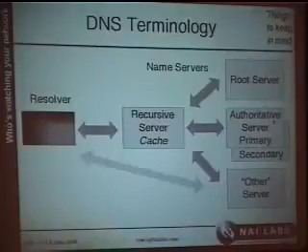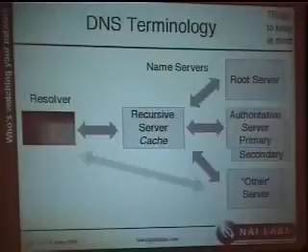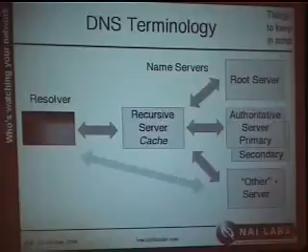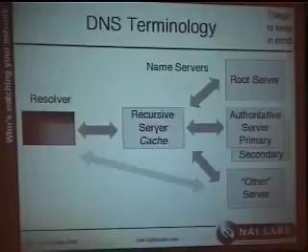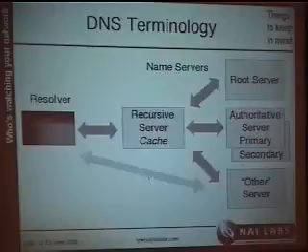Primary and secondary are terms to refer to authoritative servers. And then I have other servers here because in the process of doing some of the lookup, you may go to lots of other servers. A resolver usually goes to a recursive server by default. It can actually go to any server it wants to if it just knows what the server is.